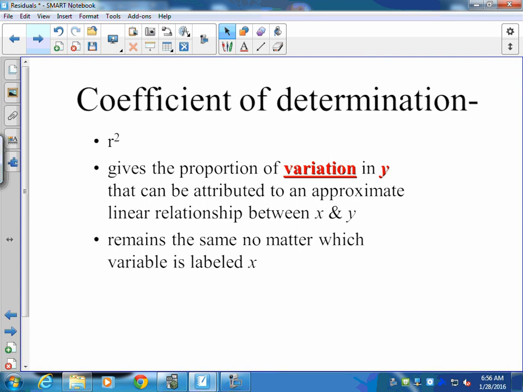Okay, now we talked about the coefficient of determination before, r squared. R squared makes a little bit more sense when we tie it into our residual value overall, because it's the proportion of variation in y. Okay, so we're looking at that vertical or residual distance that can be approximated by the least squares regression line of x and y. So we're looking at kind of the goodness of fit. How well do the residual distances fit with this least squares regression line?